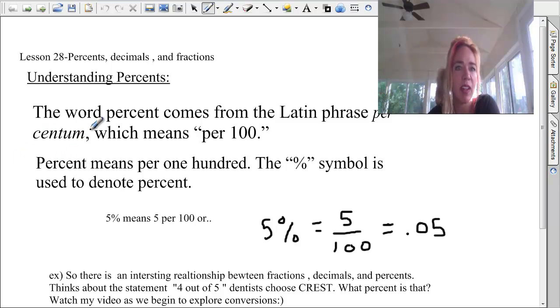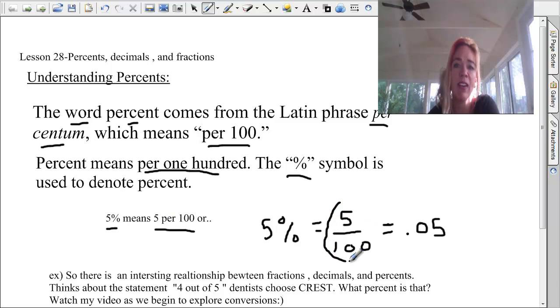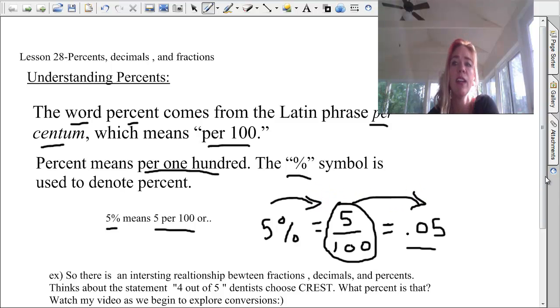So, understanding percents. The word percent comes from the Latin phrase per centum. I took 7 years of Latin. I don't know about you, but so per centum means per 100. So that means that percent means per 100. And the percent symbol itself is used to denote percent. So when we say 5%, we mean 5 per 100 or 5 out of 100. But guess what? That also means 0.05. So we're noticing a relationship between percent to fraction to decimal, right?